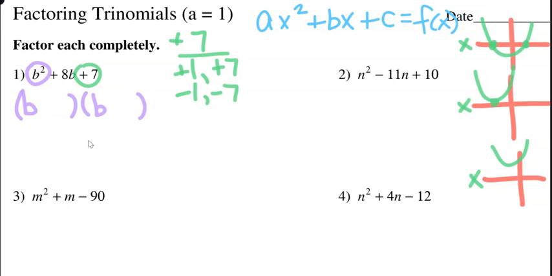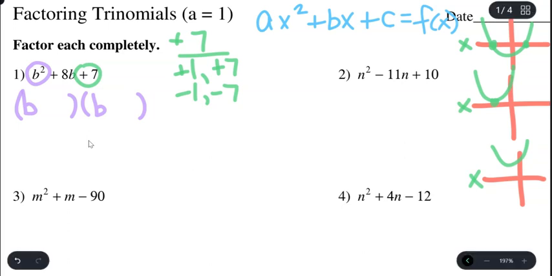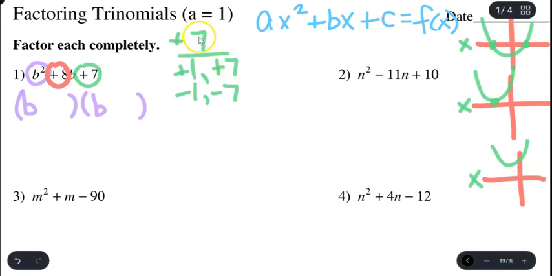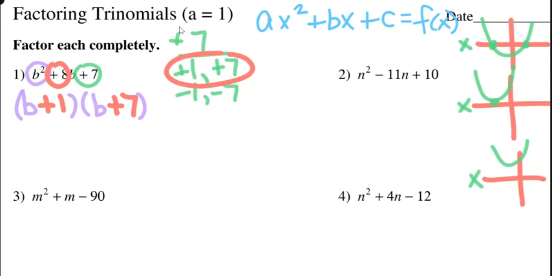So which one do I pick? Well, it's all going to depend on your middle term, plus 8. I need to find two factors of positive 7 that actually will add up to positive 8. And if I look over here, I've got my factors right here, positive 1 and positive 7. So positive 1, positive 7. And those are my factors. And that's one way I can factor a trinomial with a lead coefficient of 1.